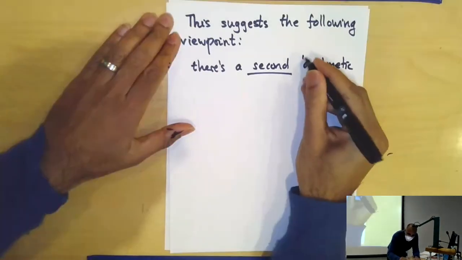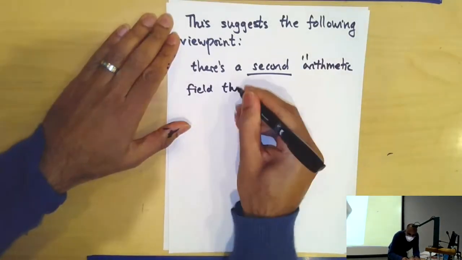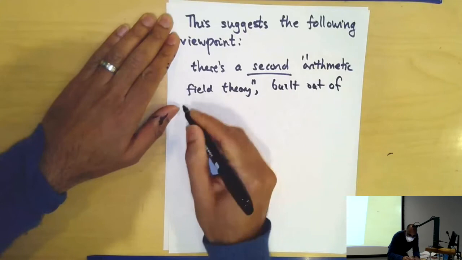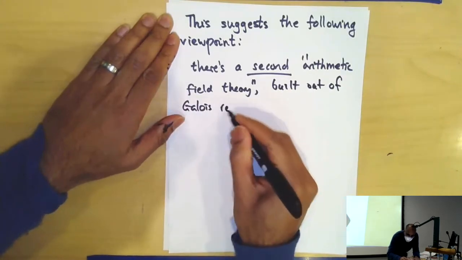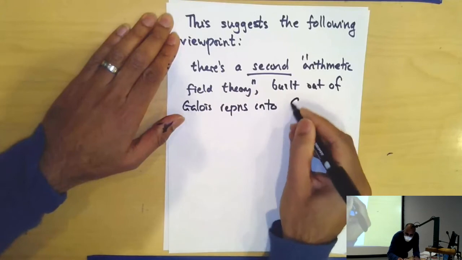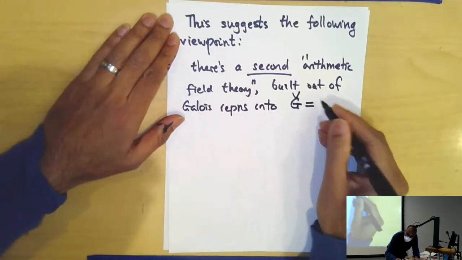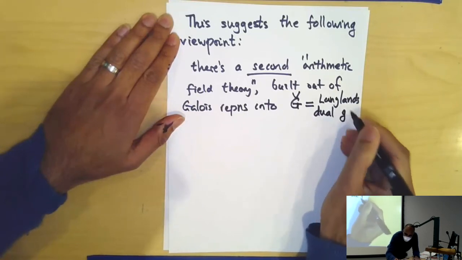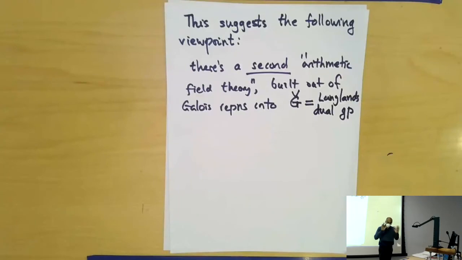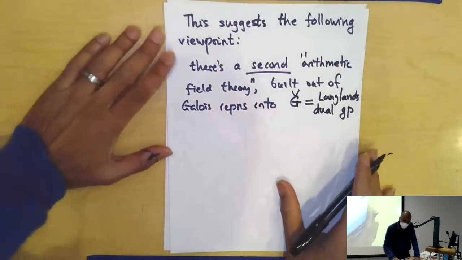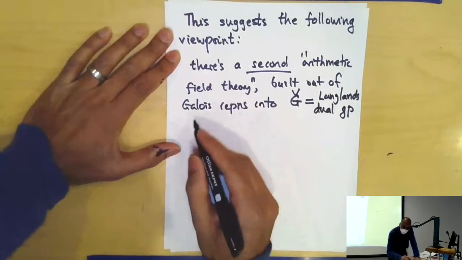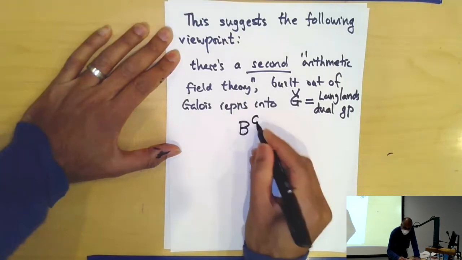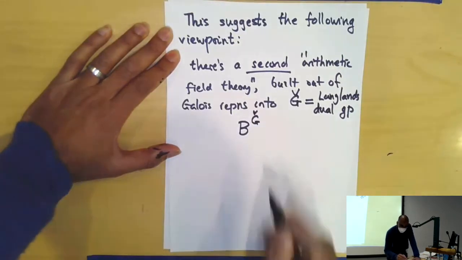So there's a second arithmetic field theory, which is built out of Galois representations into the dual group. Okay, so now this is going to be for me the Langlands dual group. And I really just, okay, I'm just dealing with split groups, so the standard dual group, no twisting. Let's call it, so I'm going to call the second theory B, G check.